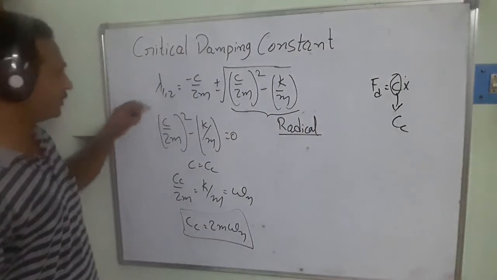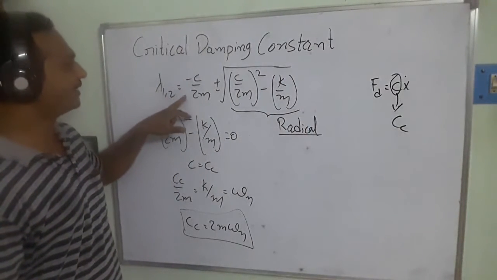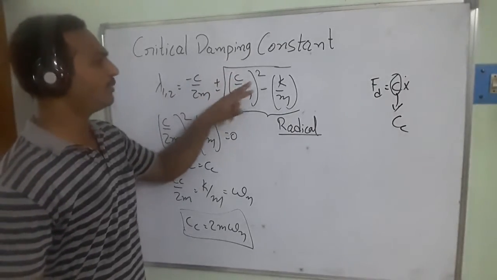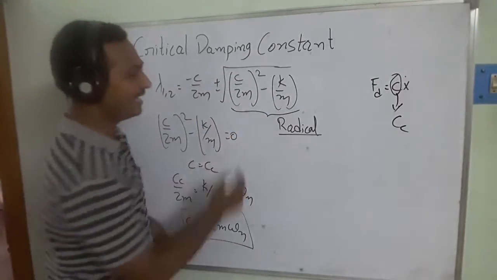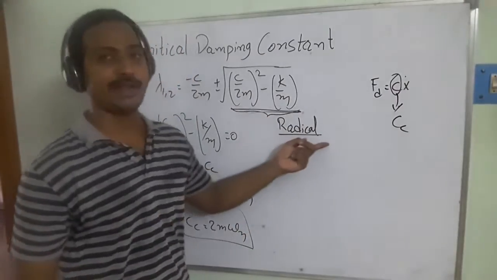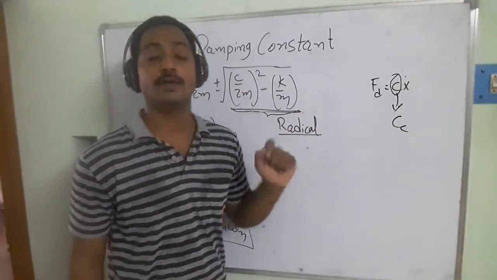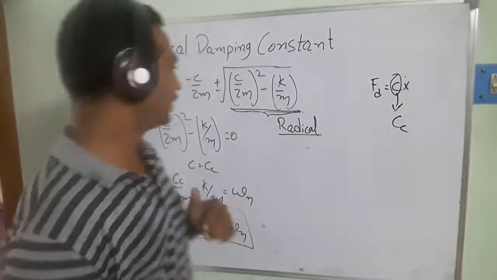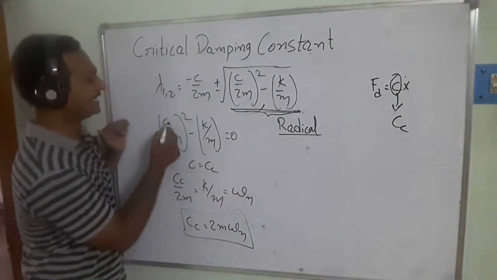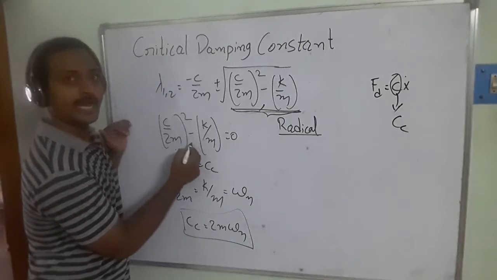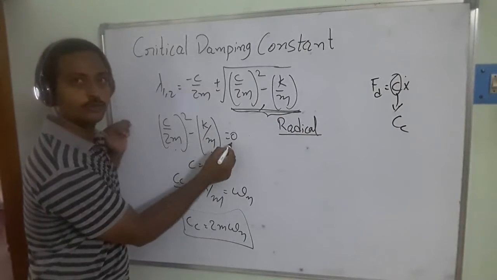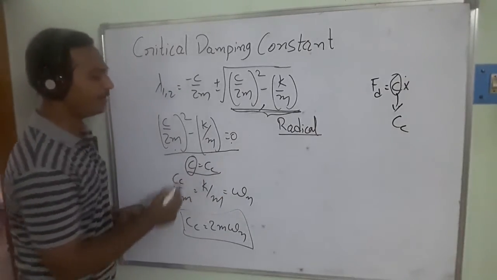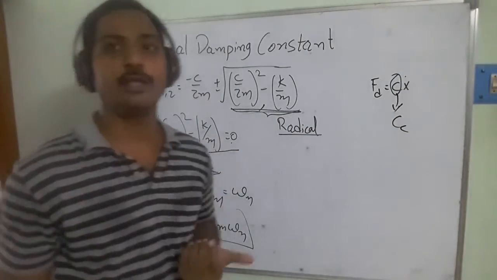From the roots, lambda 1,2 is equal to minus c by 2m plus or minus square root of (c by 2m) whole square minus k by m. This part is called the radical. It decides whether the system is over damped, critically damped or under damped. So what will happen? I take separately that (c by 2m) whole square minus k by m is equal to 0. Under this condition, the damping coefficient becomes the critical damping coefficient.